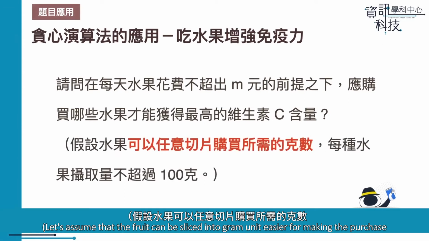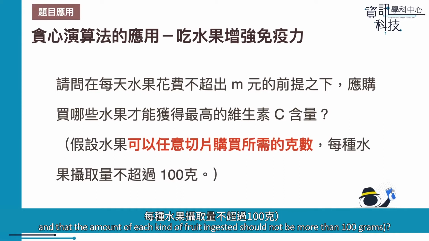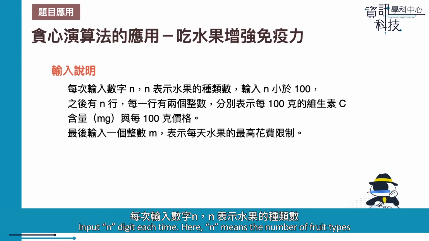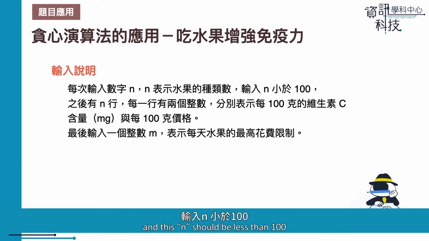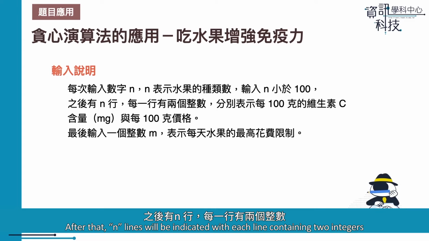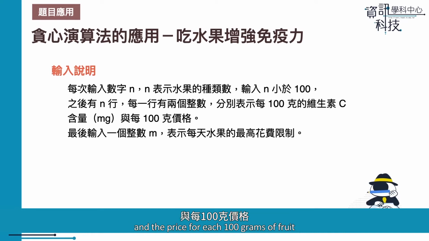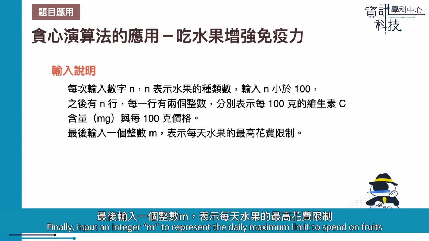Let's assume that fruit can be sliced into gram unit easier for making the purchase, and that the amount of each kind of fruit ingested should not be more than 100 grams. Input instructions. Input N digit each time. Here, N means the number of fruit types, and this N should be less than 100. After that, N lines will be indicated with each line containing 2 integers, representing the amount of vitamin C contained in 100 grams of fruit, and the price for each 100 grams of fruit. Finally, input an integer M to represent the daily maximum limit to spend on fruits.